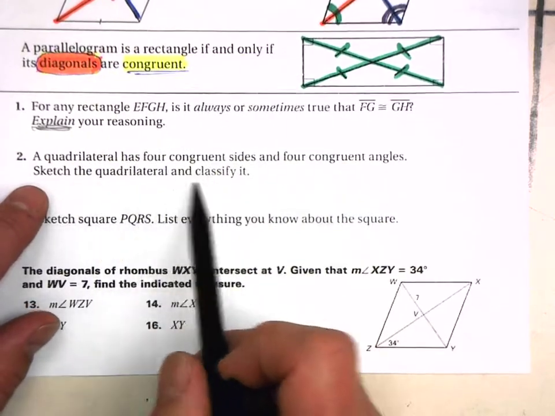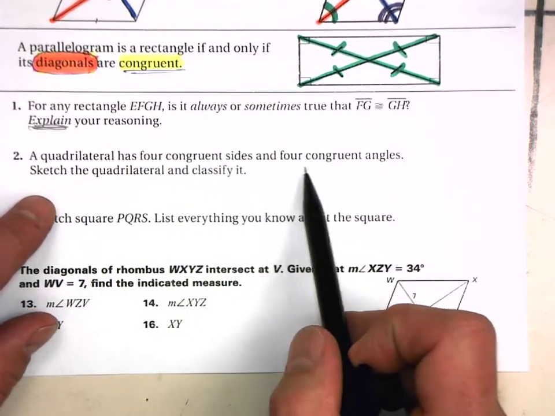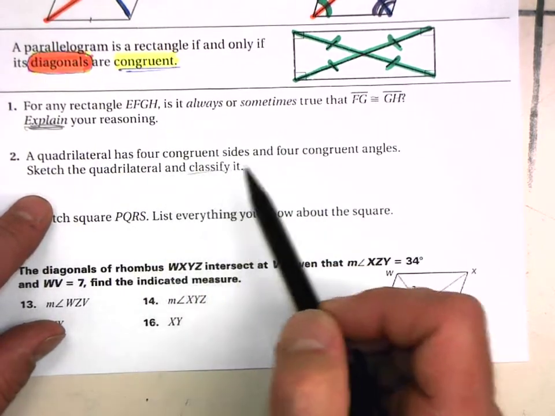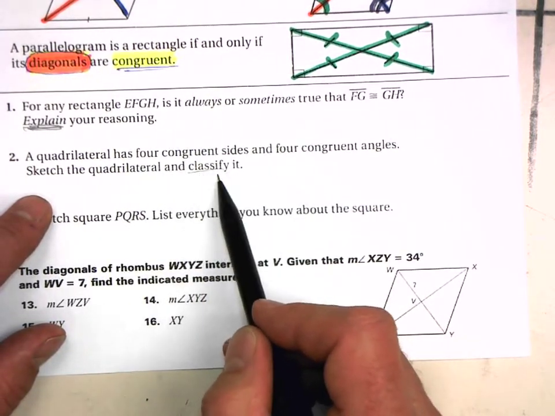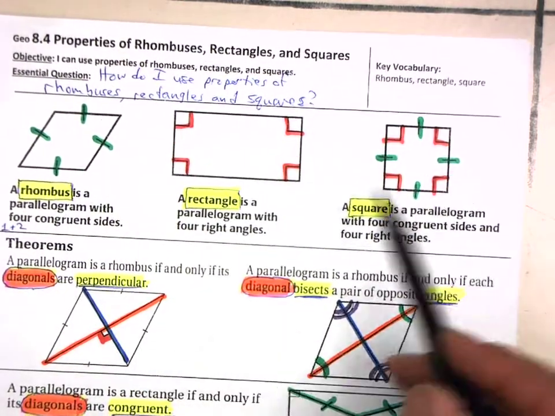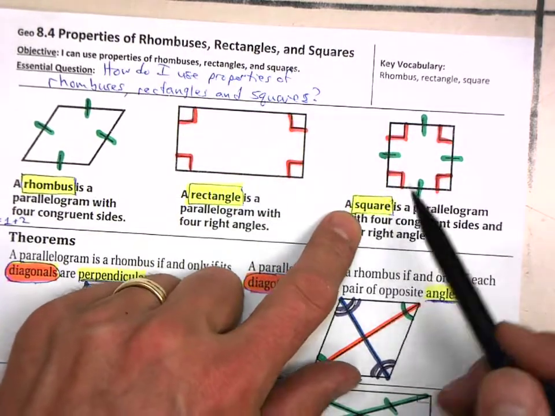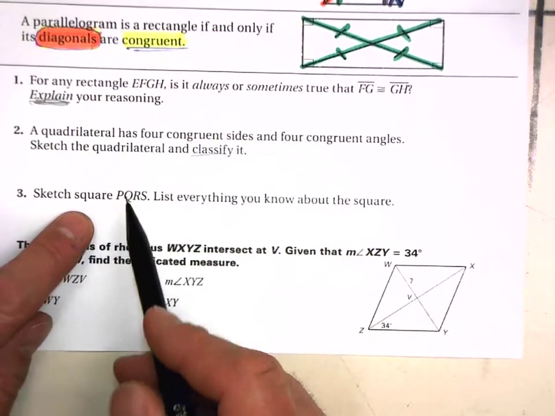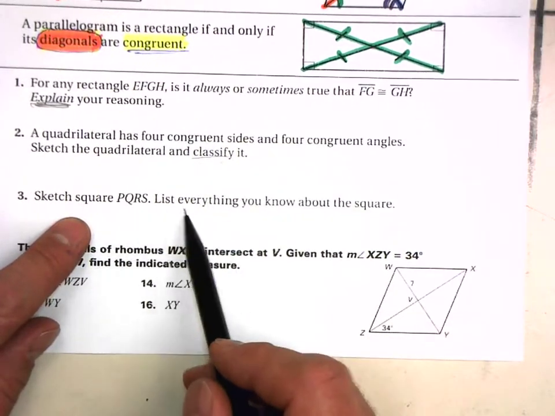A quadrilateral has 4 congruent sides and 4 congruent angles. Sketch the quadrilateral and classify. So give me a sketch, and also give me the name. What kind of special quadrilateral is that? Maybe a rhombus, maybe a rectangle, or maybe one of those. And then number 3, sketch a square, PQRS, and list everything that you know.